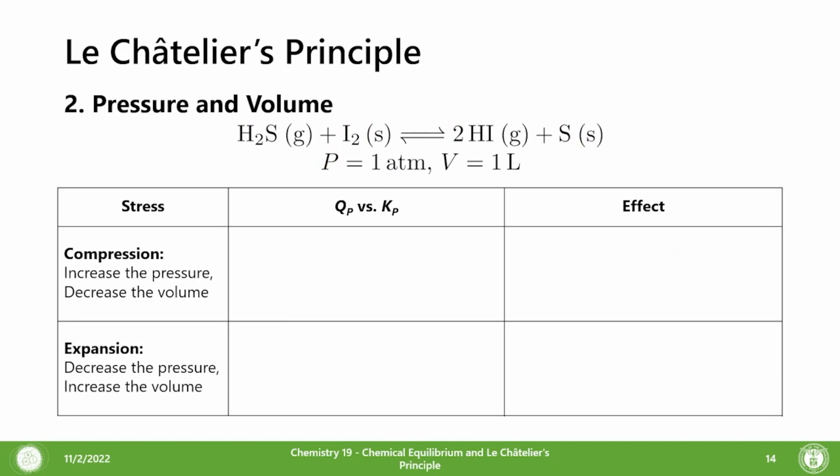Le Chatelier's principle also applies to reactions in the gas phase. Okay. And so pressure and volume can actually affect it. So we can do compression or expansion of a vessel containing our hydrogen sulfide and iodide mixture, which turns into hydrogen iodide and sulfur powder. So what happens if we increase the pressure and decrease the volume?